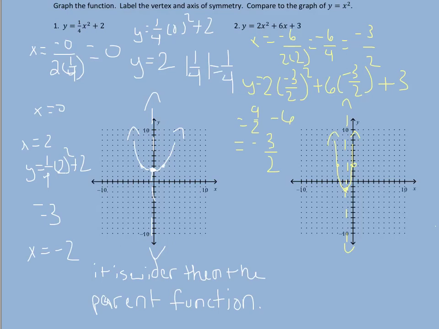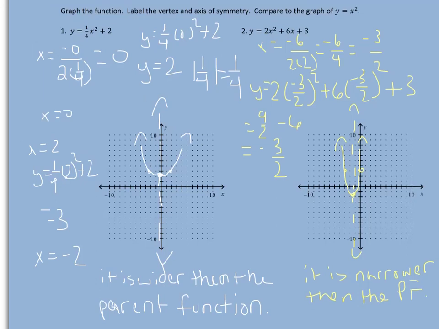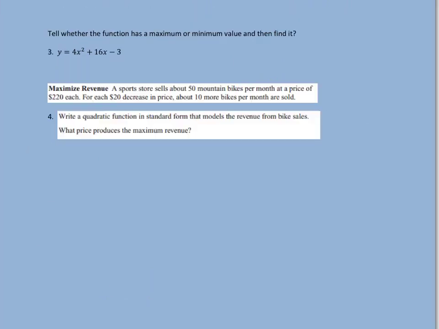And then compare it. So you do the absolute value of a. What's the absolute value of 2? Positive 2. So that's bigger than 1. So this means it is narrower than the parent function. Okay? So hopefully we're catching on here, guys, and you're remembering doing this in previous years. So moving on.